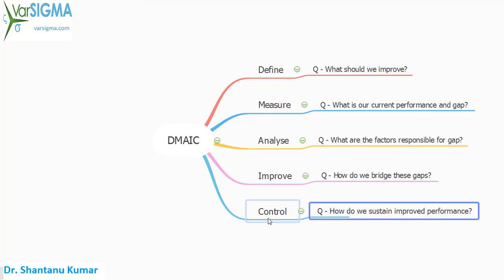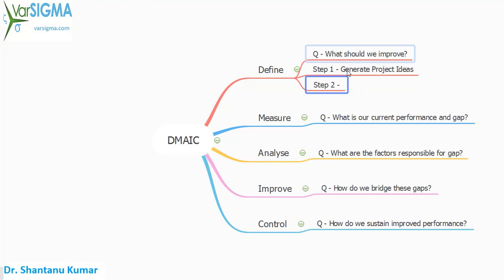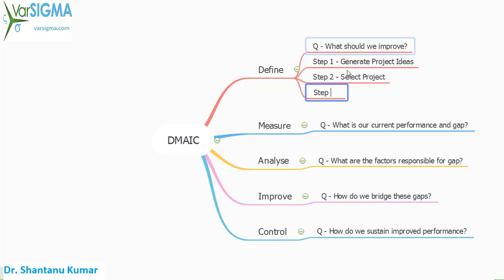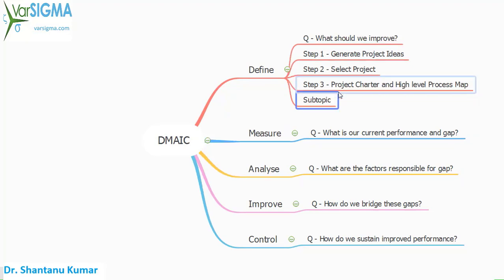Let's look at the steps in each phase. In define phase, the first step is generating project ideas. The next step is to select a project out of the list of project ideas that you have generated. And once you have selected the project, you would prepare a proposal for senior management, and that is the project charter. And you would also review the existing process map with the team. The main deliverable of define phase is the signed project charter.